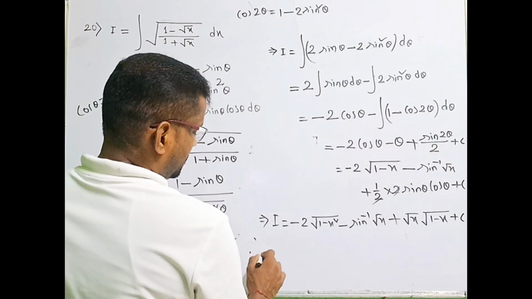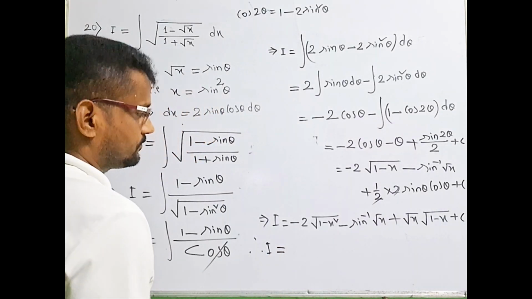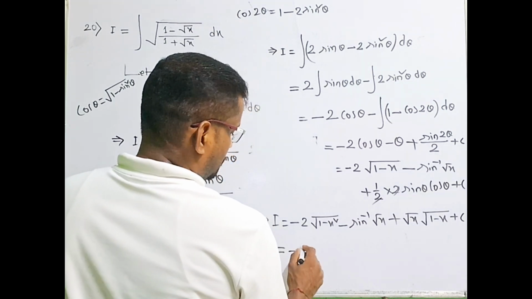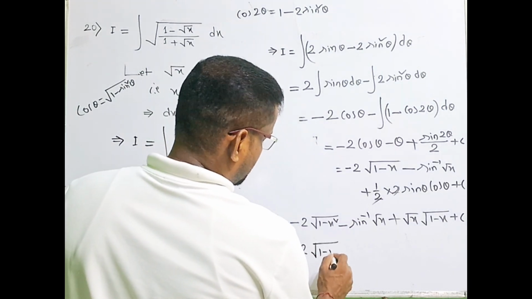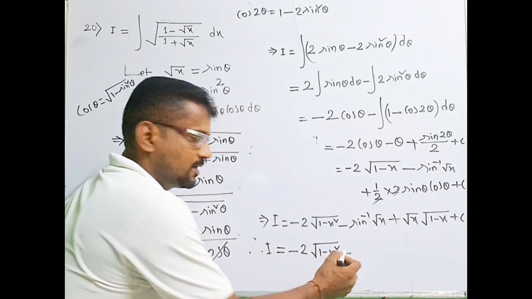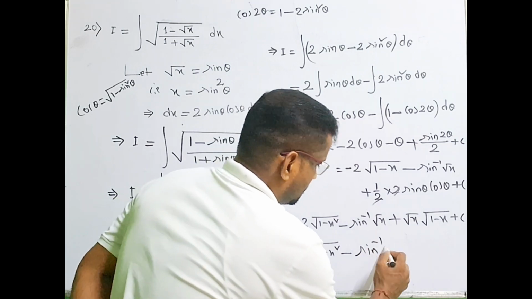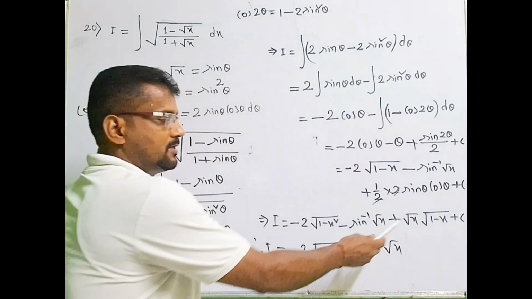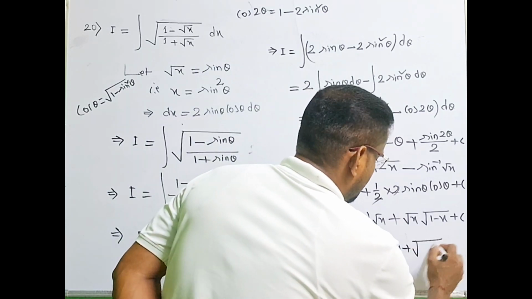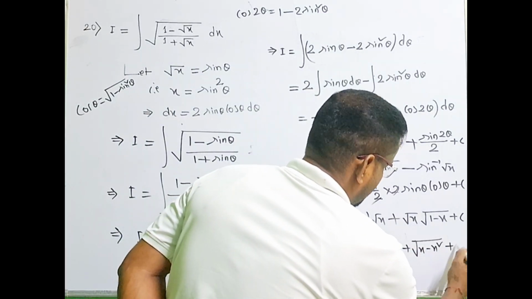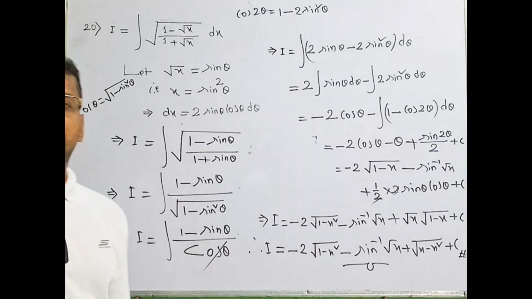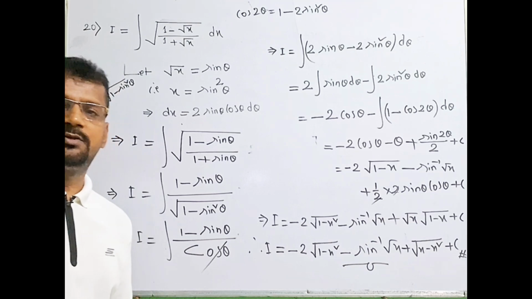So finally you can write I equals minus 2 under root over 1 minus x square, minus sine inverse root x, and this you can multiply, root x into root over 1 minus x. That's plus under root over x minus x square, plus c. This is your answer. So this was the solution of question number 20. Now let us take question number 21.